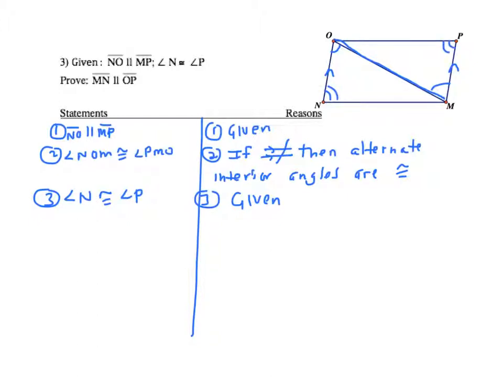Okay, we're out of given information, so now we have to look at the diagram and see if there's anything that we can deduce or conclude just based off of the picture. Okay. Well, in here I noticed that the two triangles, triangle OPM in the top and triangle MNO in the bottom, share this side in common. Okay, so that side is shared in both, so we're going to say that ON is congruent to ON by the reflexive property.